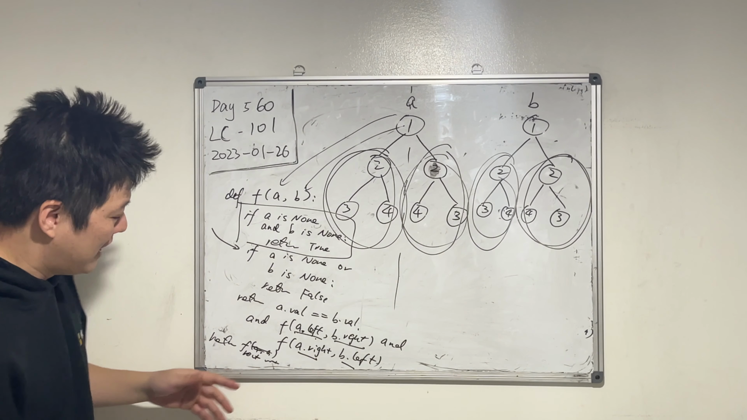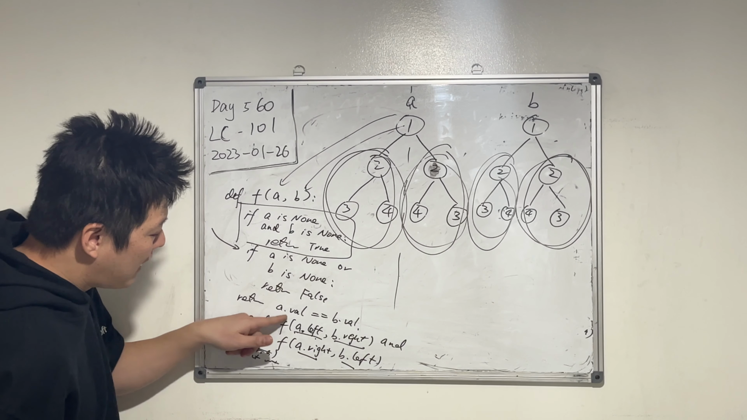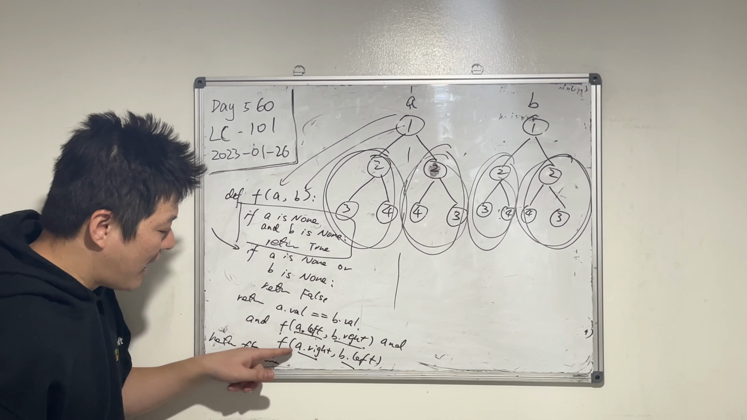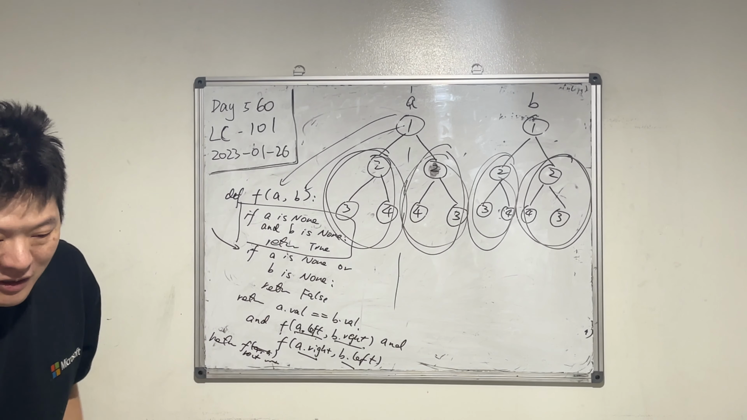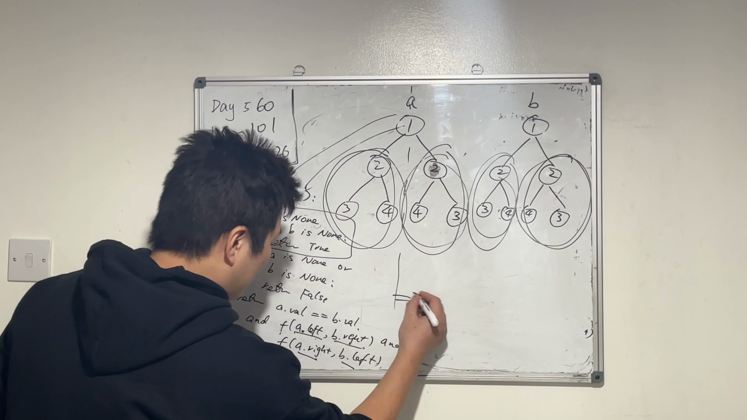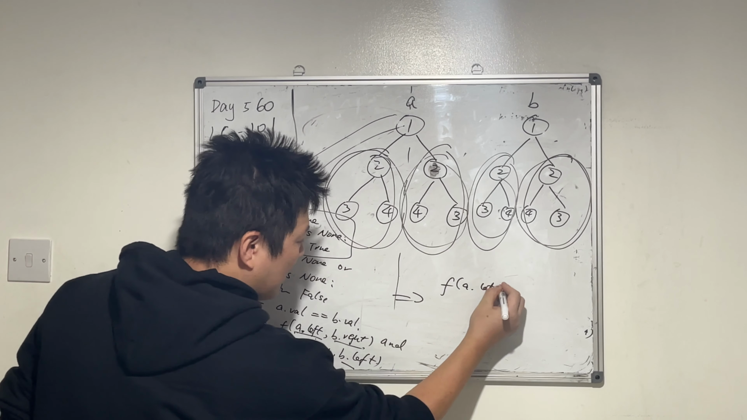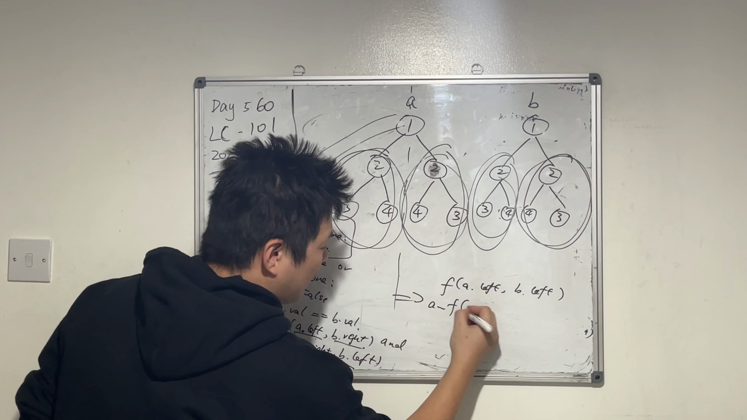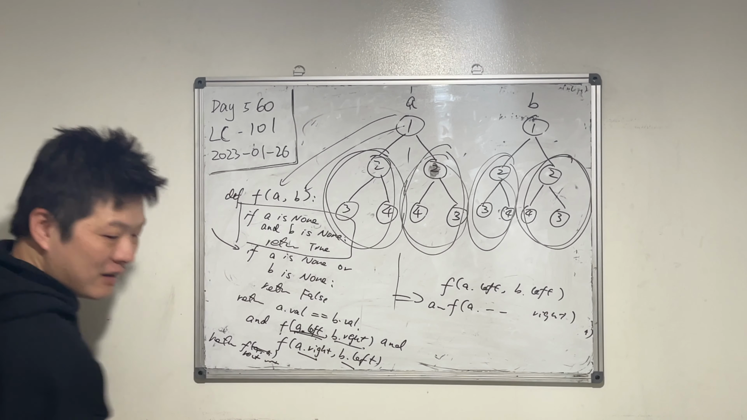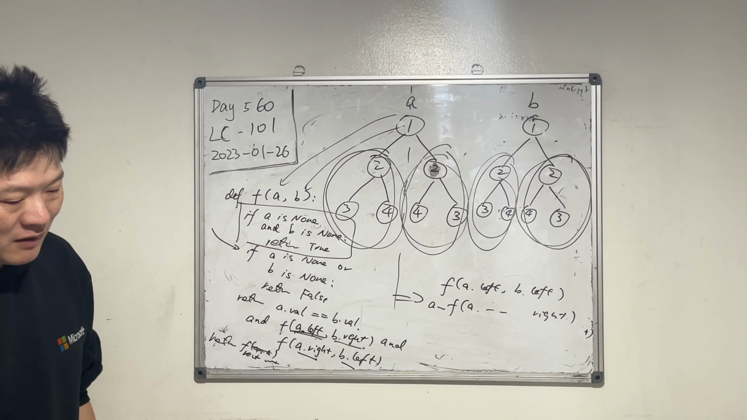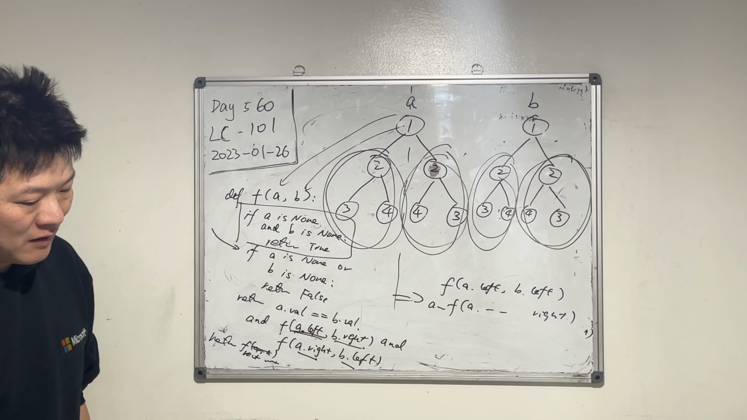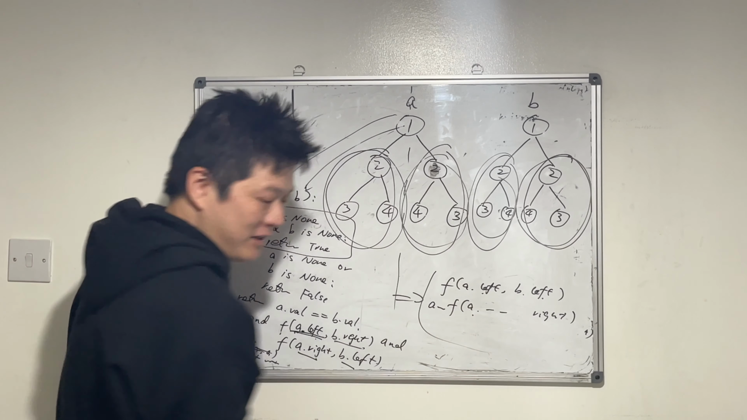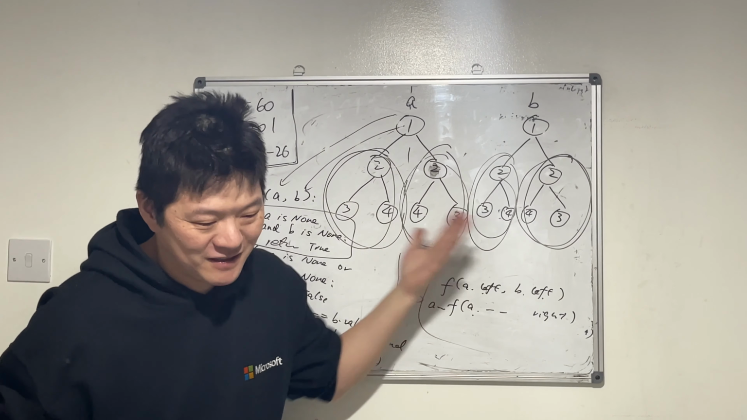One question for you. If I'm just saying return A dot value equal B dot value, and F(A.left, B.left), and F(A.right, B.right), what does it do? So the left and the right tree would be the same. Exactly, that's true. If I'm changing to A dot left, B dot left, A dot right, B dot right, we're just checking if the two trees are the same, right?